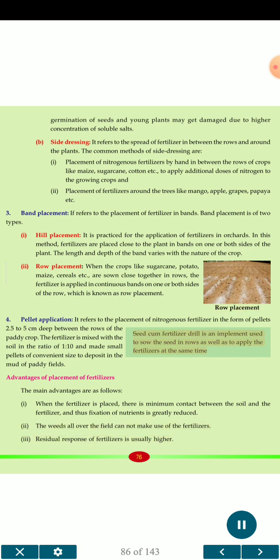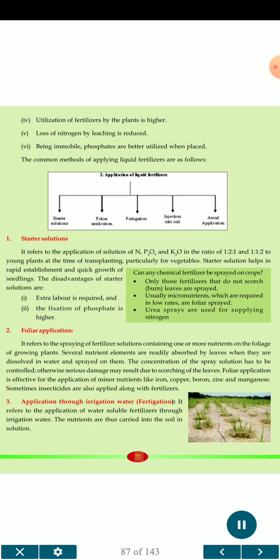Row placement. Seed cum fertilizer drill is an implement used to sow the seed in rows as well as to apply the fertilizer at the same time. 4. Utilization of fertilizer by the plants is higher. 5. Loss of nitrogen by leaching is reduced. 6. Being immobile, phosphates are better utilized when placed.